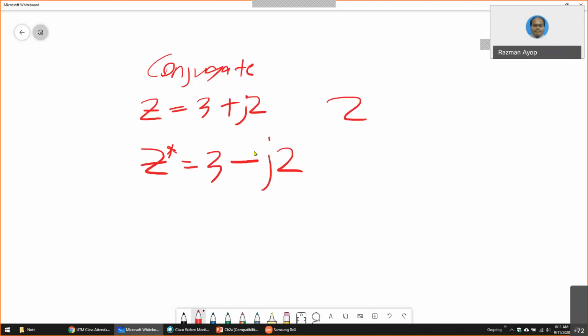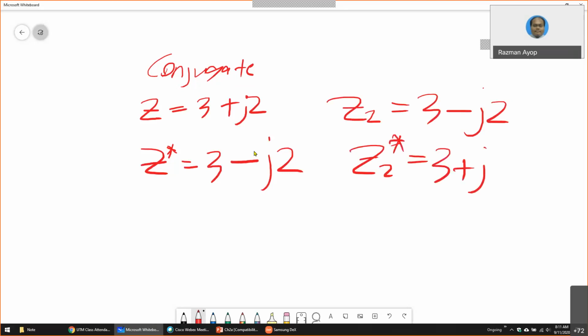And if z2, for example, equals 3 minus j2, then the conjugate of z2, you will get 3 plus j2. That is how you conjugate the number.